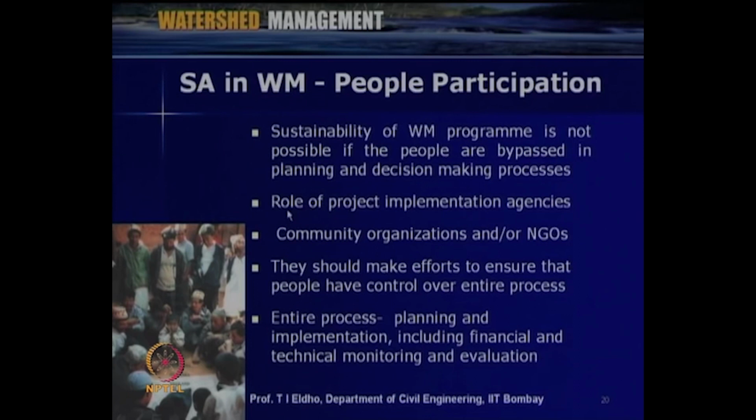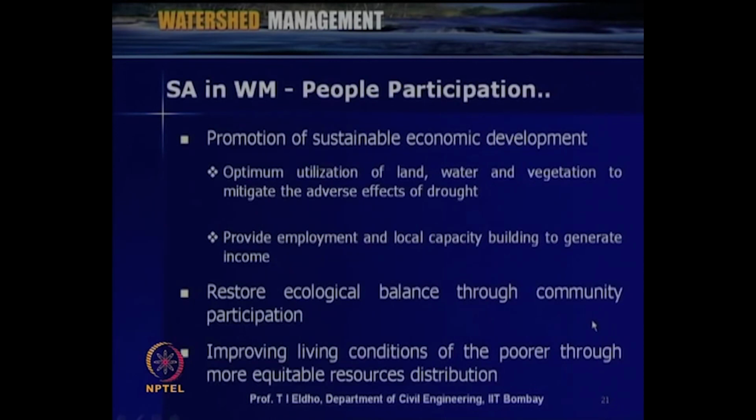Then there is definitely a role for project implementation agencies, but these agencies should interact with the concerned people, and the particular plan should be made together. Community organizations and NGOs also can play a major role. These agencies should make efforts to ensure that people have control over the entire process. If you analyze any successful watershed management projects, you can see that when they are done like that, the project has succeeded in all senses. The entire process, starting from planning and implementation, including financial and technical monitoring and evaluation, needs people participation.